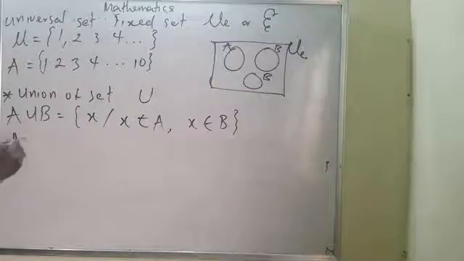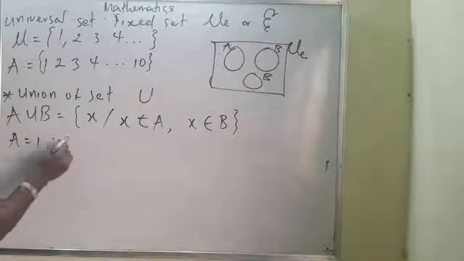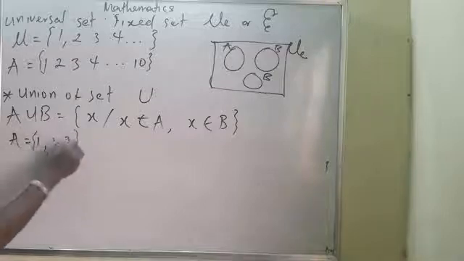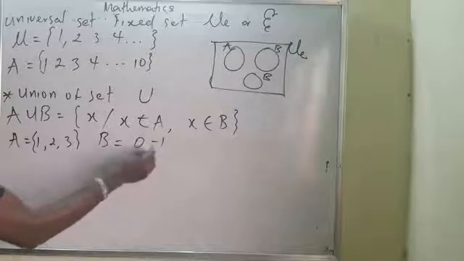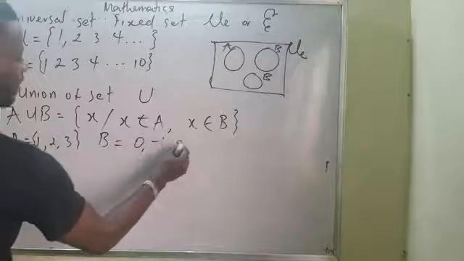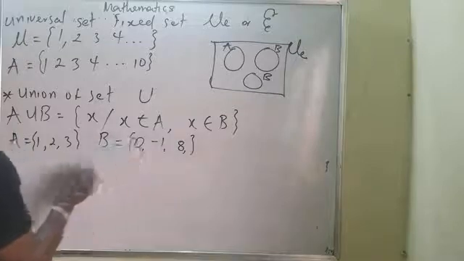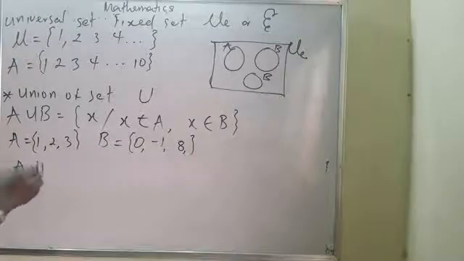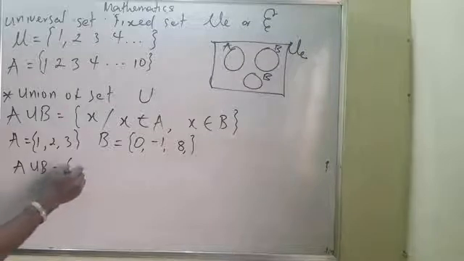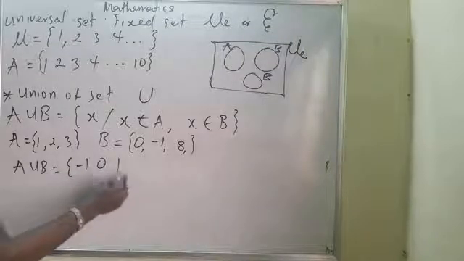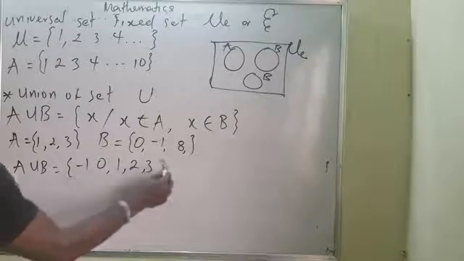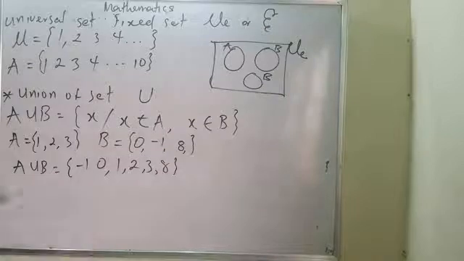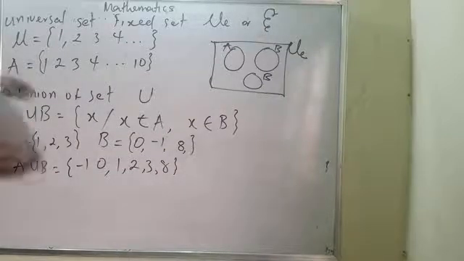For instance, A equals 1, 2, 3, and B equals 0, minus 1, and 8. Now, A union B equals minus 1, 0, 1, 2, 3, and 8. Can you see? That is union.